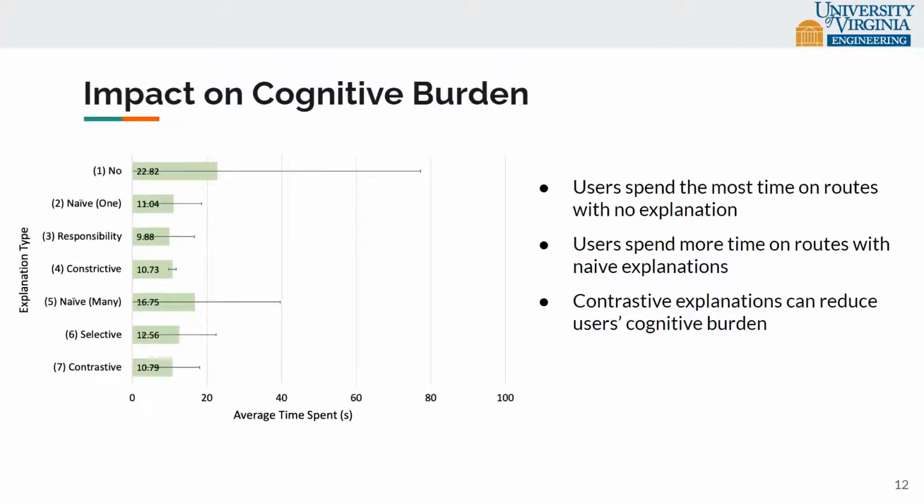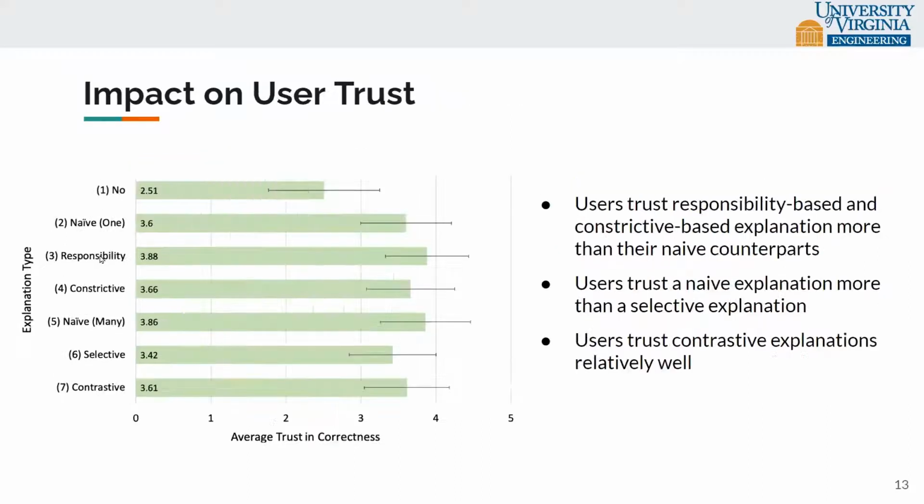In terms of cognitive burden, having no explanation greatly increases the amount of time needed to interact with the explanation. Responsibility and constrictiveness perform better than their naive counterparts, and selectiveness shows a trade-off between the number of states explained and the amount of burden placed on the user. Finally, contrastive explanations fare quite well at reducing cognitive burden.